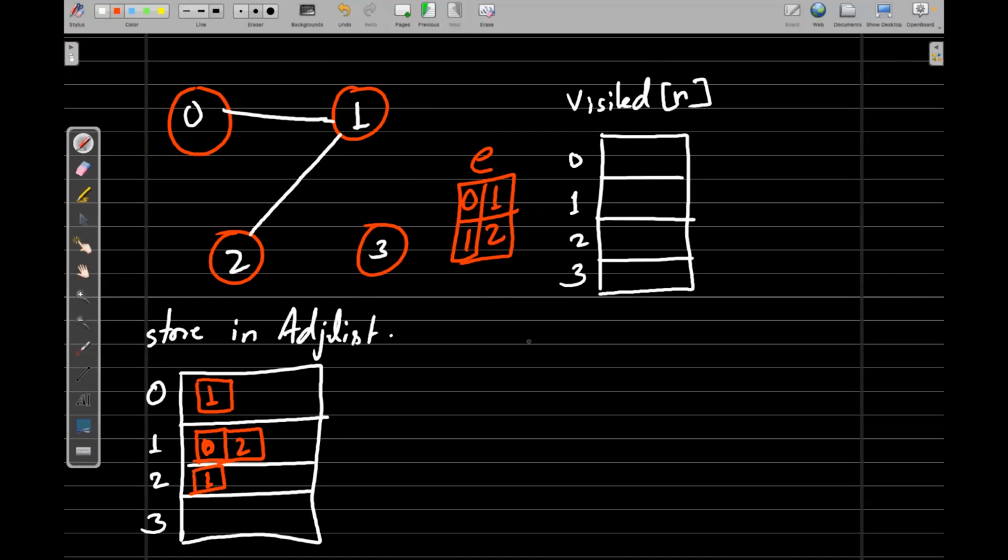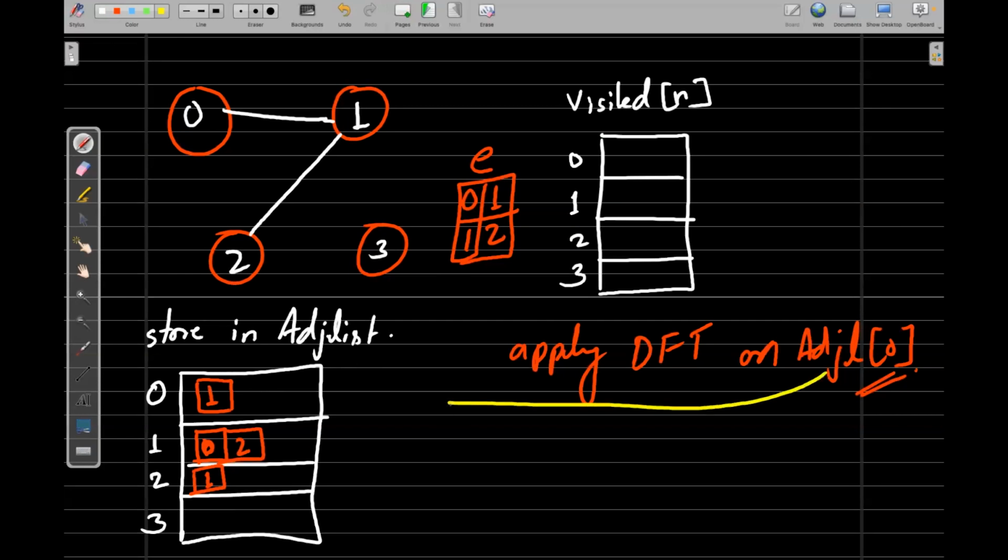Now apply DFS or DFT on the adjacency list, starting with the very first item. If you apply it here, what will happen? The depth first traversal first visits 0 and marks 0 as visited. I did not tell you this yet: initially we put 0 everywhere, meaning none of them are visited. That's the information we are carrying.